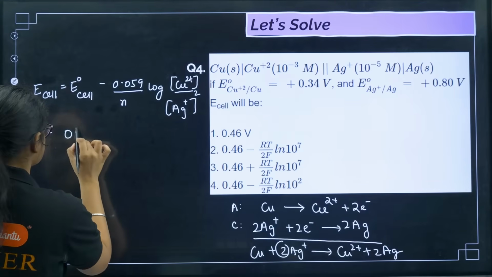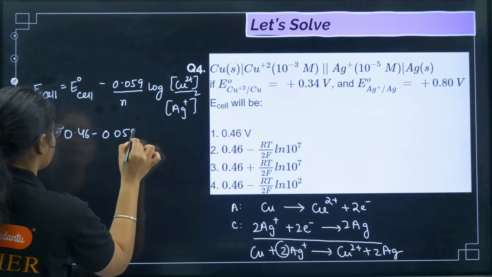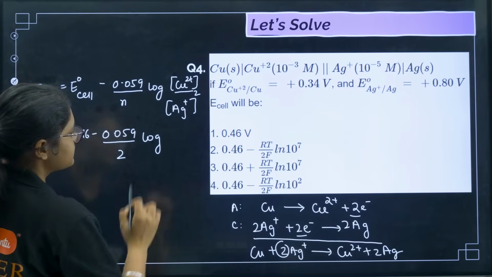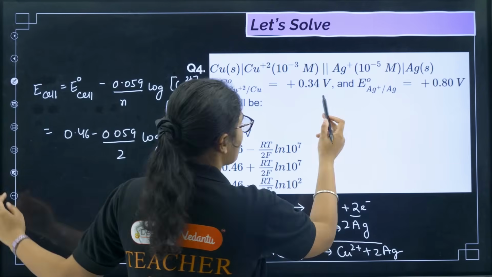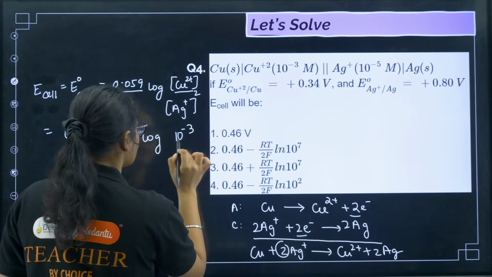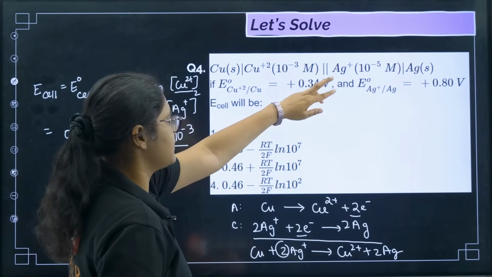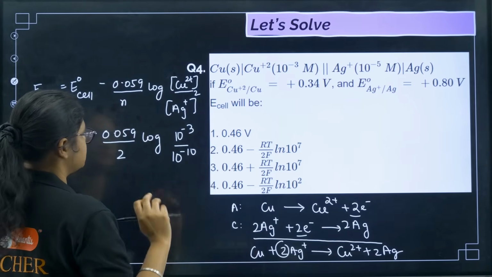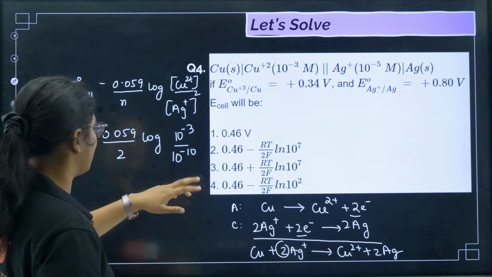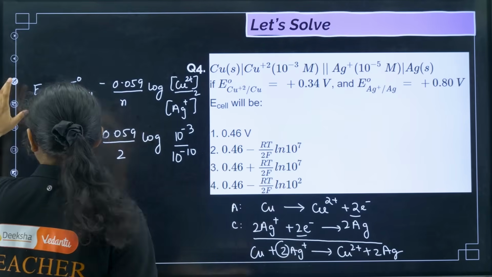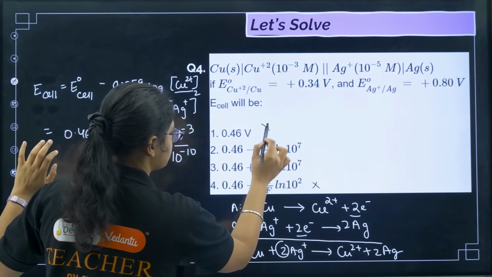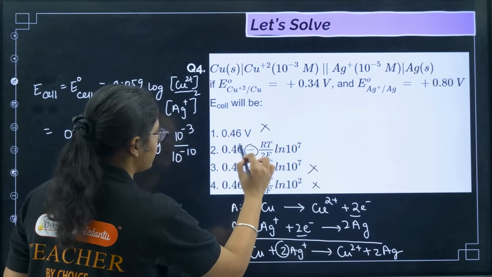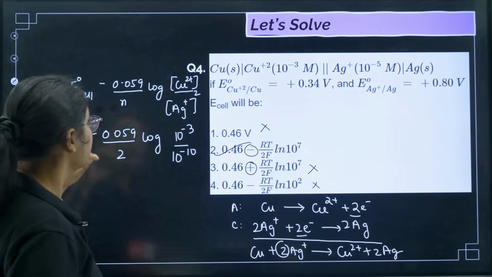So if I solve this, I'll get, so 0.46 minus 0.059. What is the value of n? Number of electrons we have used is 2. 2 log of, what is copper 2 plus concentration? Copper 2 plus is 10 to the power of minus 3 and Ag plus is 10 to the power of minus 5 into 2. So it is 10 to the power of minus 10. So it goes up, okay, it will become 10 to the power of 7, okay. So you can see here I have 10 to the power of 7, 0.46 and 10 to the power of 7. So I can easily eliminate these two options. Now coming to this sign, okay. So you can see here this is coming negative, right. So this is also incorrect. Option number 2 is the correct answer here, okay.